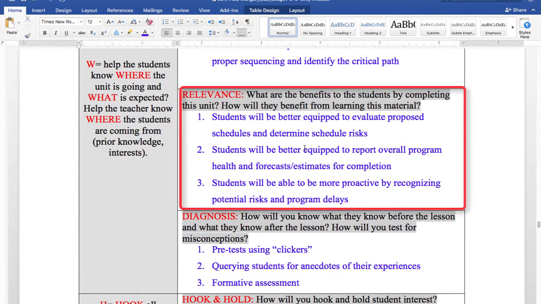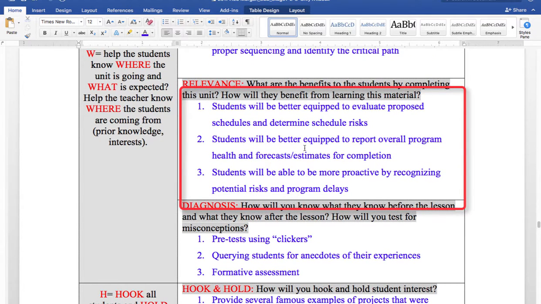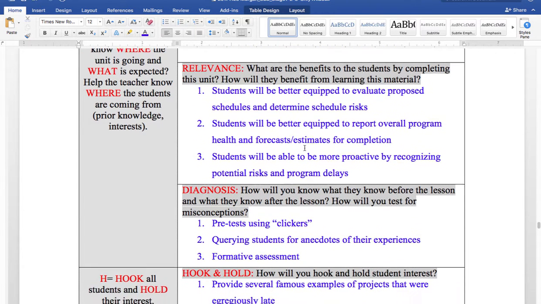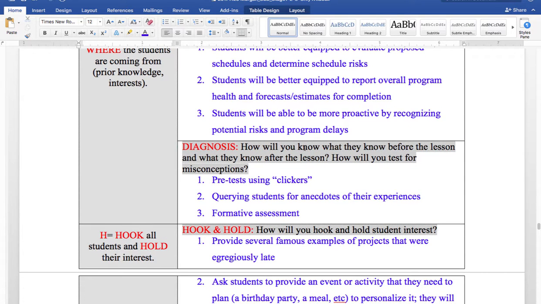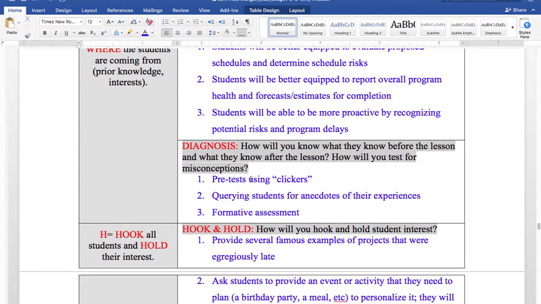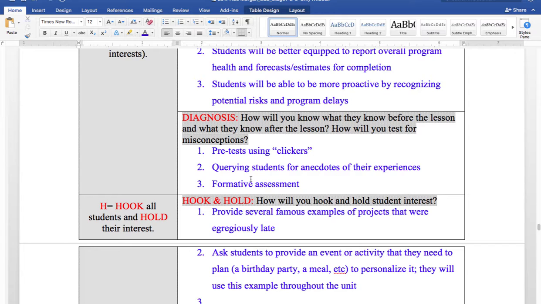The relevance: what are the benefits to students of completing the unit, and how would they benefit from learning this material? And diagnosis: how will you know what they know before the lesson and after the lesson? For example, we could take a pre-test and ask students, at the beginning of the course or the unit, what they know or what they think they know, so that we can gauge what they really know and what they may misunderstand about the unit topic.